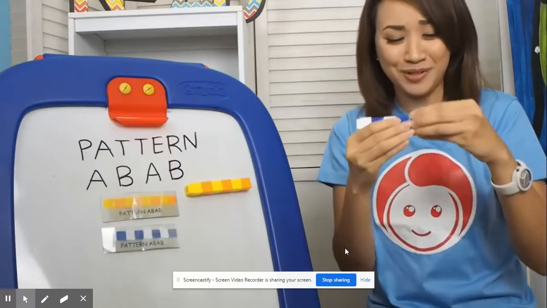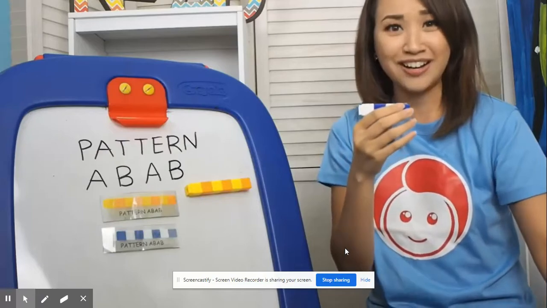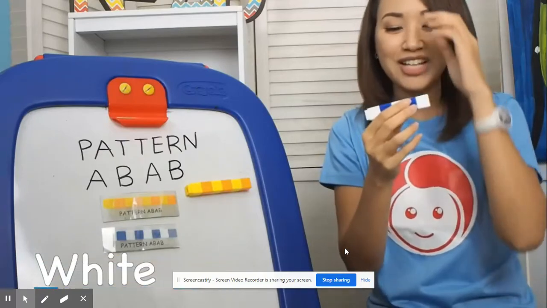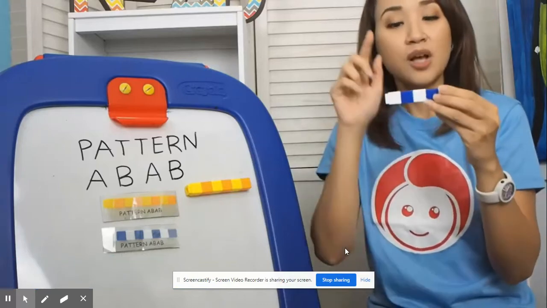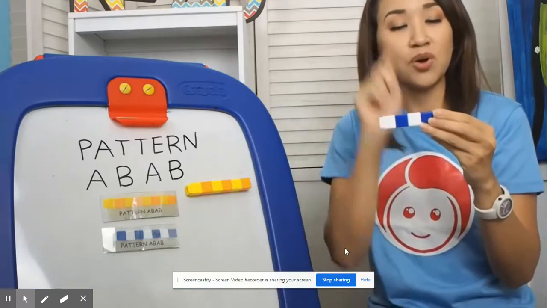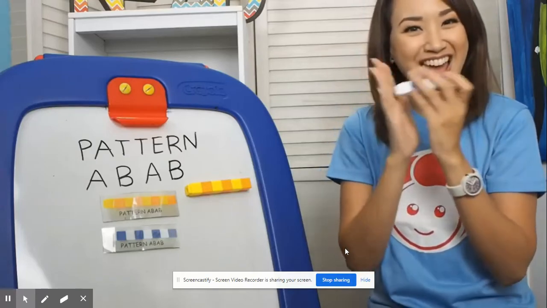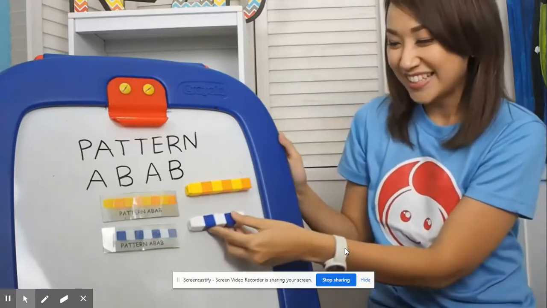Teacher, not blue. So what is the answer? It's white. Very good. Let's check it again. White, blue. A, B, A, B. Yay! Correct. So that's our lesson for the day.